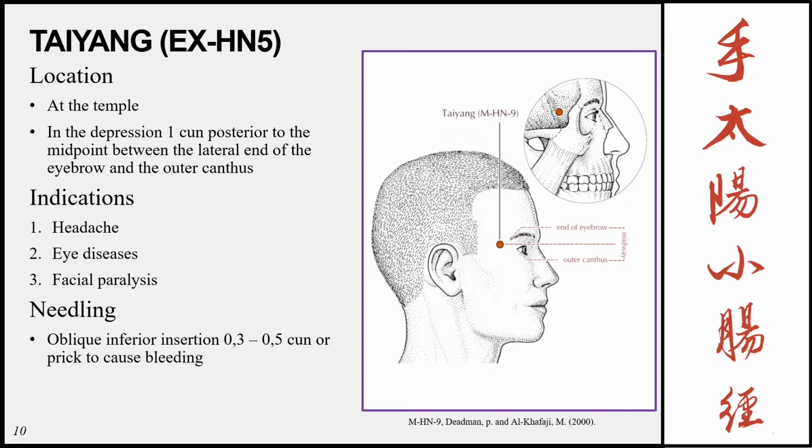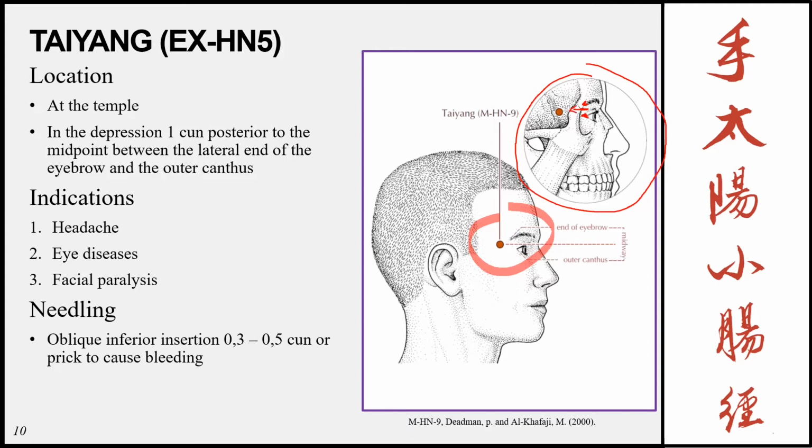The next point is Taiyang, EX-HN5. This point is located on the temple, which is this region. And it's in the depression 1 Tsun posterior to the midpoint between the lateral end of the eyebrow and the outer canthus. So if we zoom in here, this is the outer canthus over here. And this is the lateral end of the eyebrow over here. So we've got to divide this distance in half to find its midpoint. And then we've got to go 1 Tsun posterior to this.